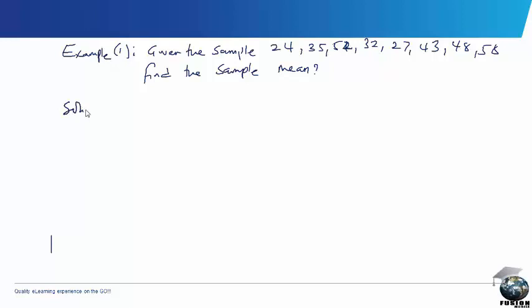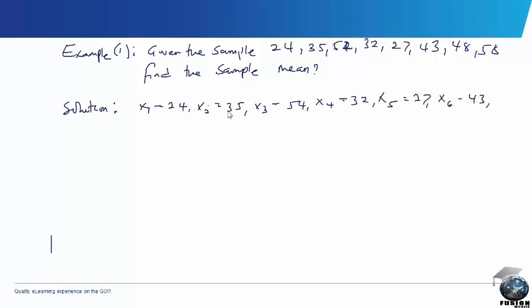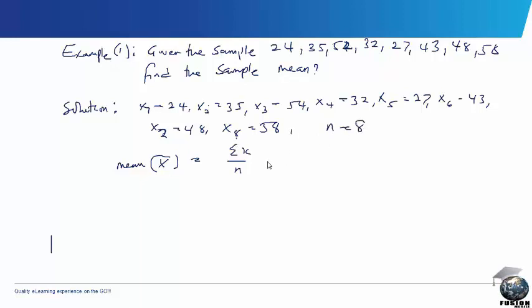So solution: we have observations x1 equal to 24, x2 equal to 35, x3 equal to 54, then x4 32, x5 27, x6 equal to 43, x7 equal to 48, and x8 equal to 58. It's not necessary that you first start to denote by x6. Why I'm doing this is because I want to justify this equation, mean x bar is equal to summation x all over n, where n is equal to the total number of observations. We have 8 observations.